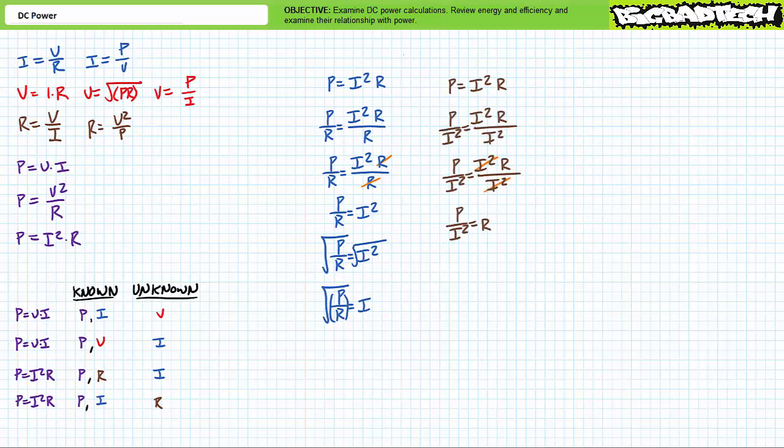Finally, given power equals current squared times resistance, and given known power and known current, we should be able to algebraically manipulate this entry to solve for resistance. Divide both sides by current squared. Current squared cancels out on one side, and we're left with power over current squared equals resistance. This equation implies that given known power and known current, we can solve for an unknown resistance.